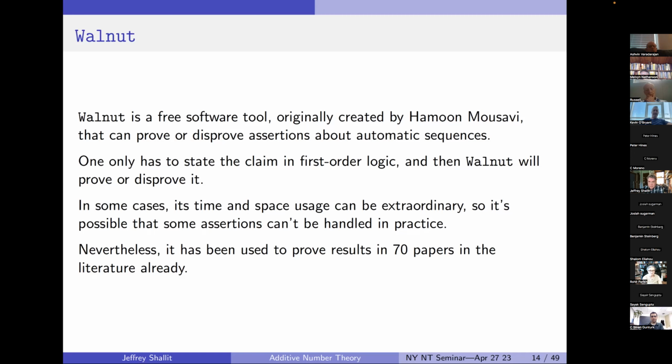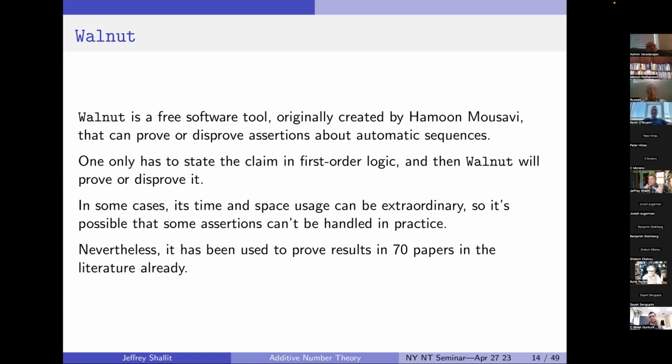So the downside of this software is that the time and space usage bound, in the very worst case, can be very, very bad. So in practice, it's possible to make assertions where it just runs out of space or takes too much time. But that happens pretty rarely for the kinds of things that people actually want to do. And so it's been used in many papers already in the literature. What's kind of fun about it is it even found mistakes in other people's papers in the field of combinatorics on words, because you would type in the assertion and it would say false. And then you can find the smallest counterexample with it also.